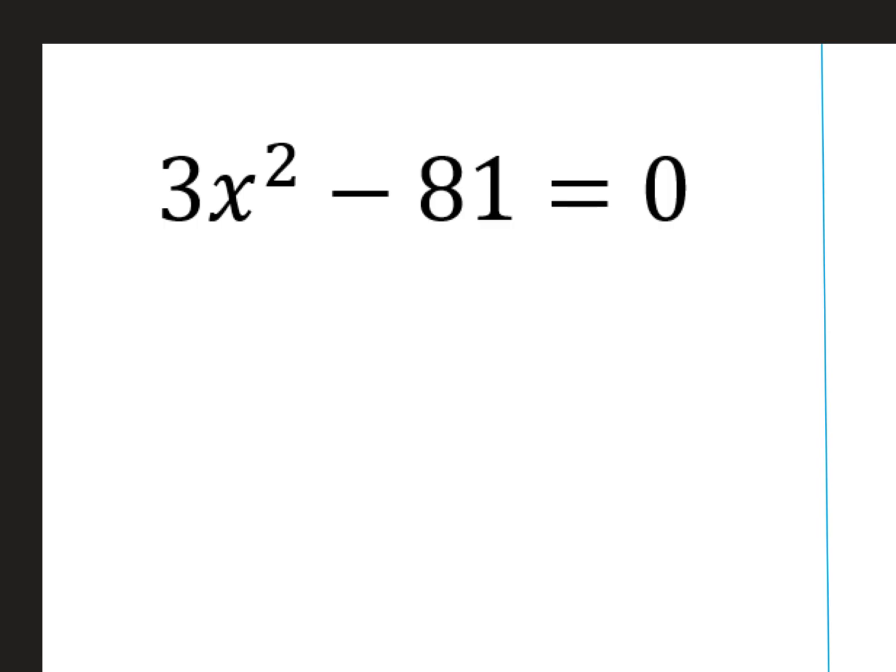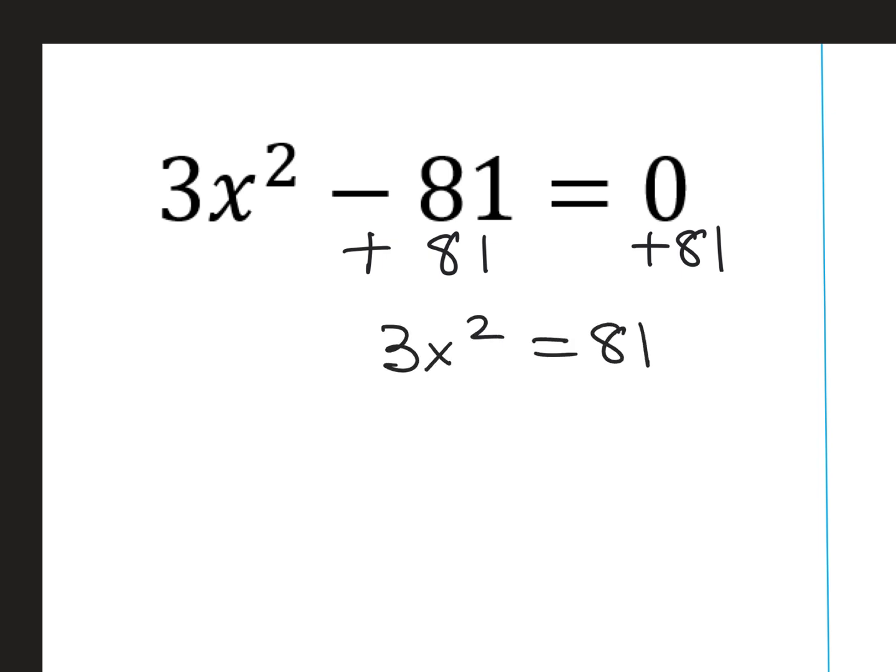What you do first is you actually get everything that's not x squared over to the other side. So how do I do that? Well, just like in the equation, to get rid of this 81, I just add 81 to both sides. Then I'll have 3x squared equals 81. X squared is still not by itself. I've got to get rid of the 3, so I'm going to divide by 3. And this time I'm going to get x squared equals 27.